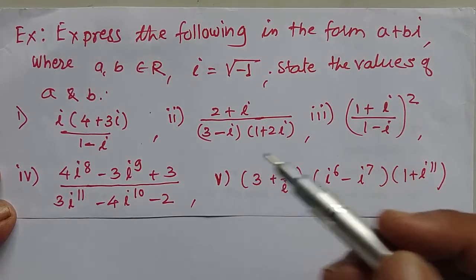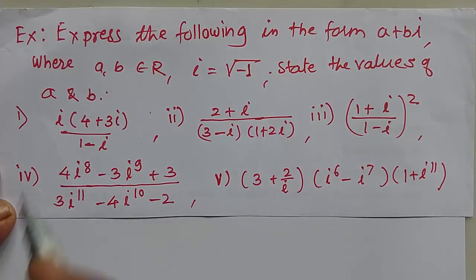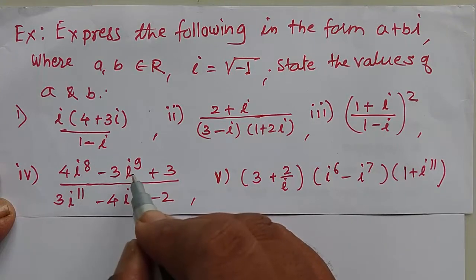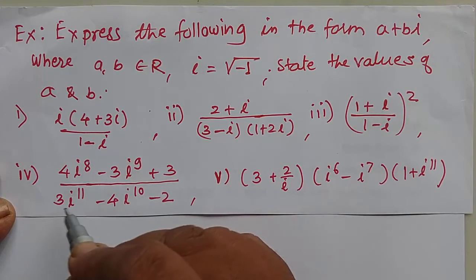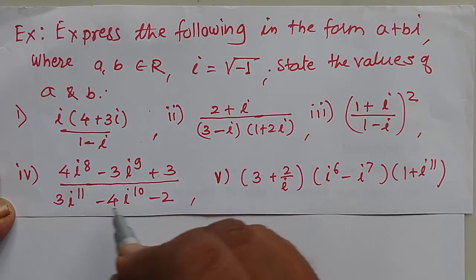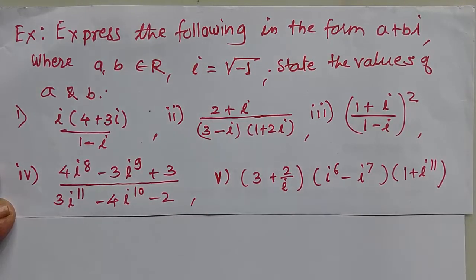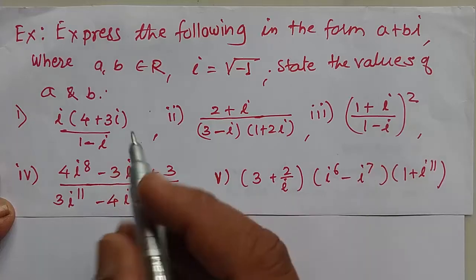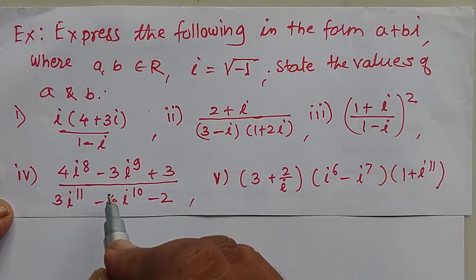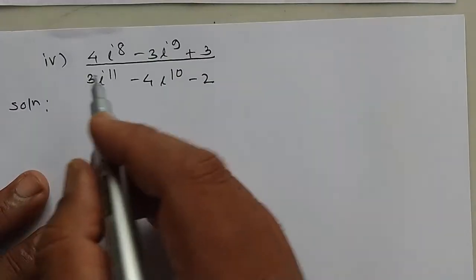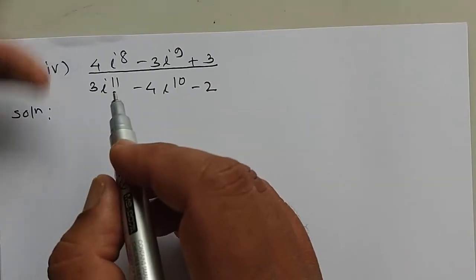Now next example, number 4: (4 into i raised to 8 minus 3 i raised to 9 plus 3) upon (3 i raised to 11 minus 4 i raised to 10 minus 2). Don't panic by seeing such type of example. If you simplify, it is a very easy example. Now we first simplify the powers of i.